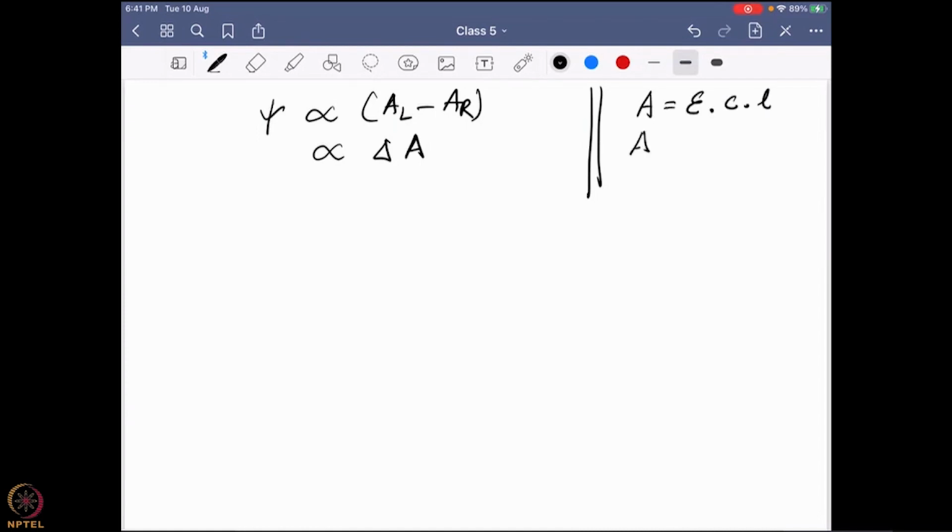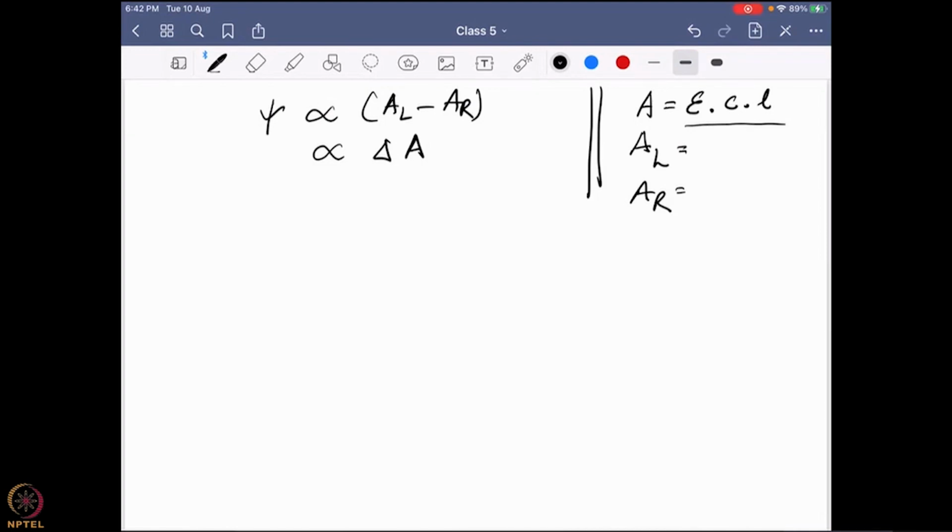Now, if I want to write AL and AR values, which of these three parameters, epsilon, C, L, will be showing the difference for the left hand and right hand circularly polarized light? Anyone? Epsilon. Yes, thank you, Pooja. That's exactly correct. Epsilon value. Because concentration has nothing chiral in it. Path length has nothing chiral in it.